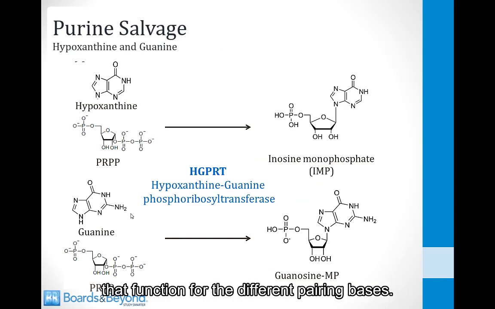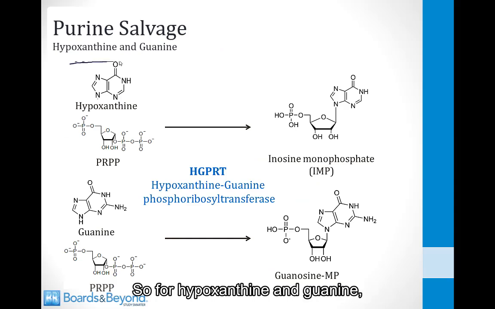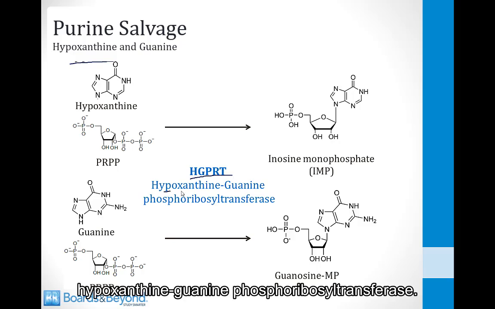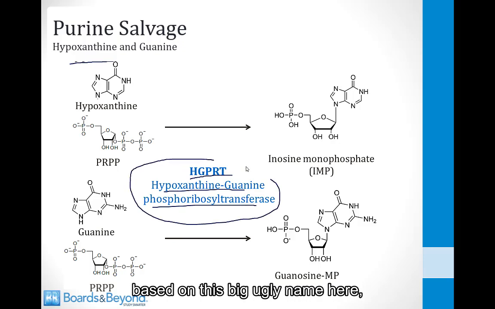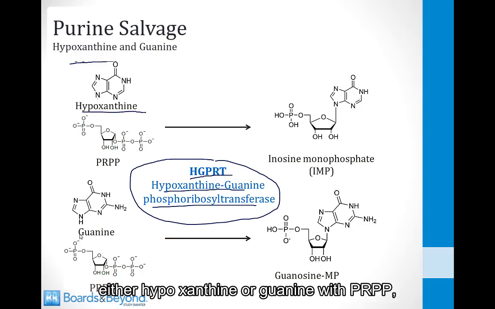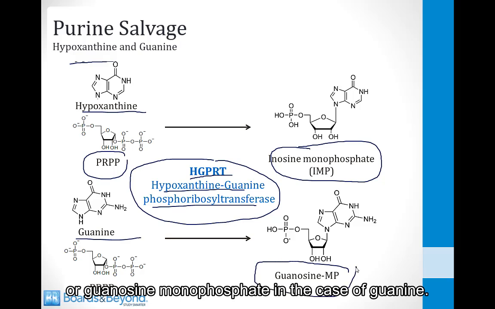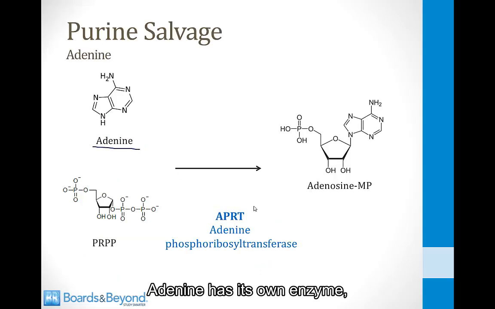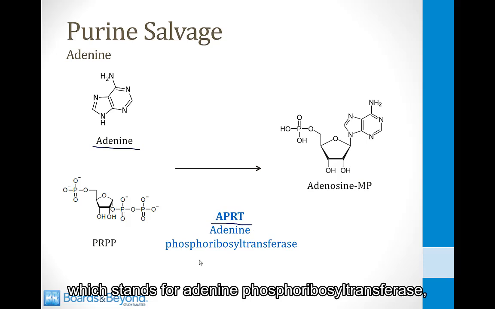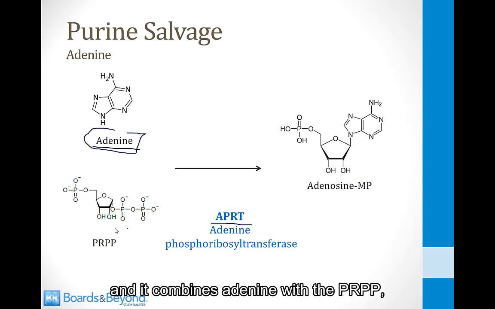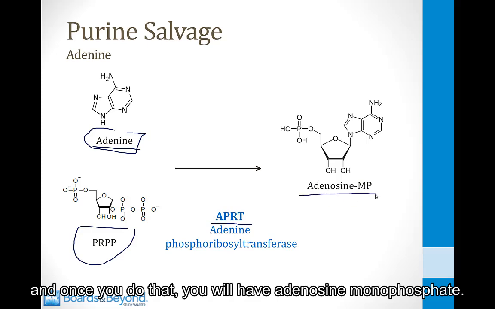There are different enzymes that function for the different purine bases. So for hypoxanthine and guanine, there is an enzyme called HGPRT, which stands for hypoxanthine guanine phosphoribosyl transferase. And it should make sense for you based on this big ugly name that this enzyme is going to combine either hypoxanthine or guanine with PRPP to make the nucleotides either IMP in the case of hypoxanthine or guanosine monophosphate in the case of guanine. Adenine has its own enzyme, but it serves the same function. It's called APRT, which stands for adenine phosphoribosyl transferase, and it combines adenine with the PRPP, and once you do that, you will have adenosine monophosphate.